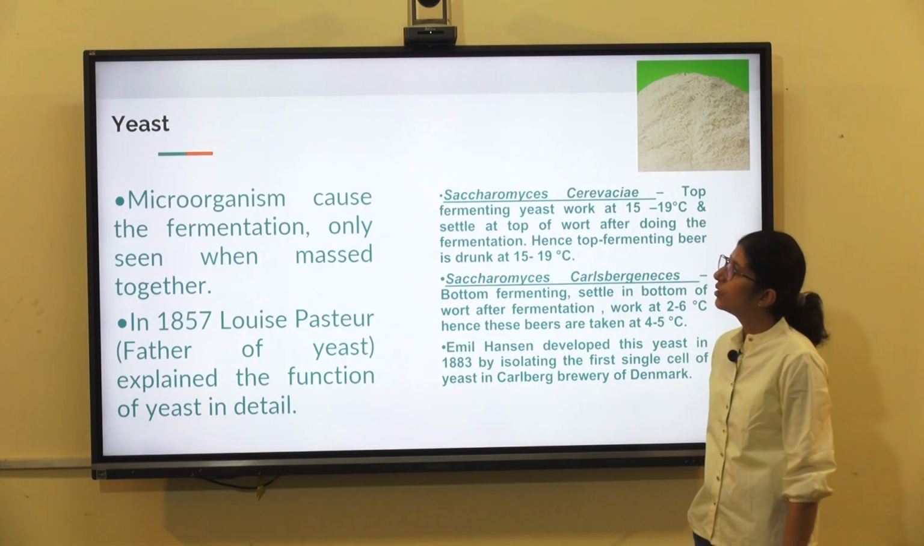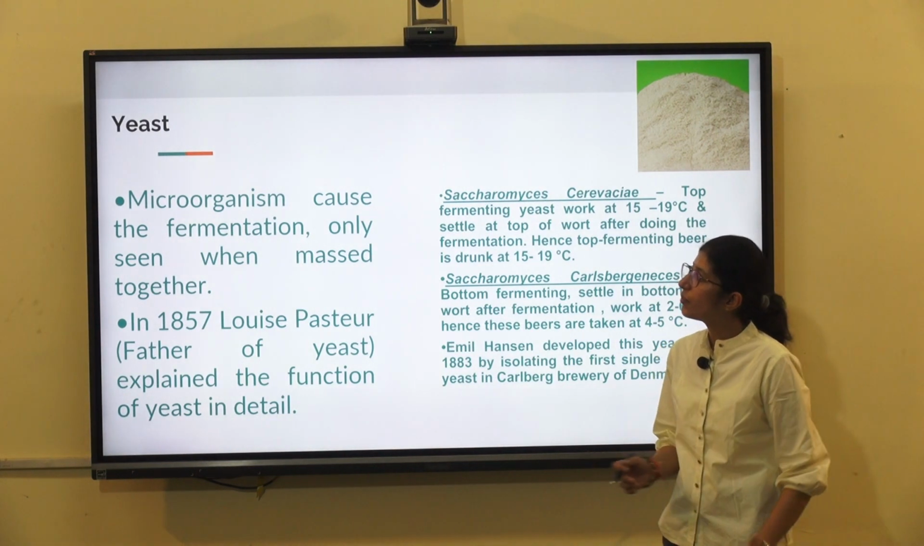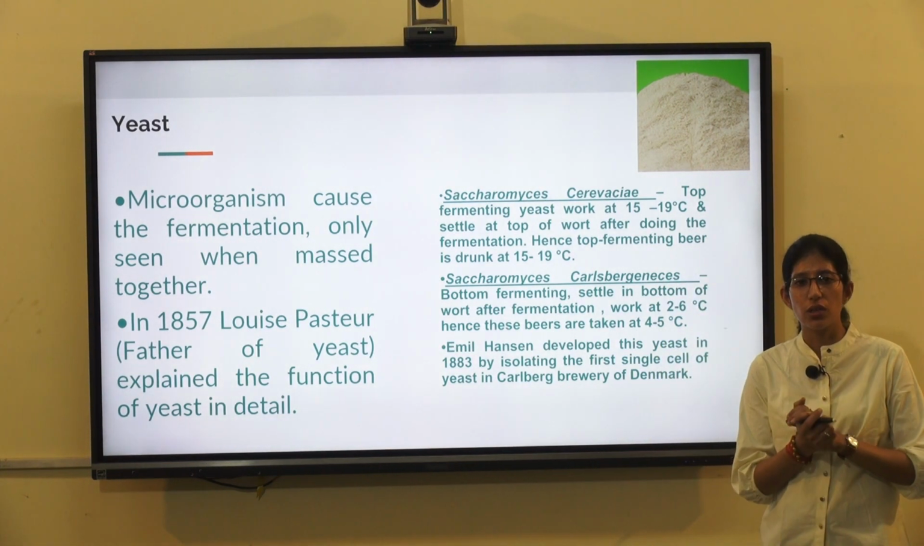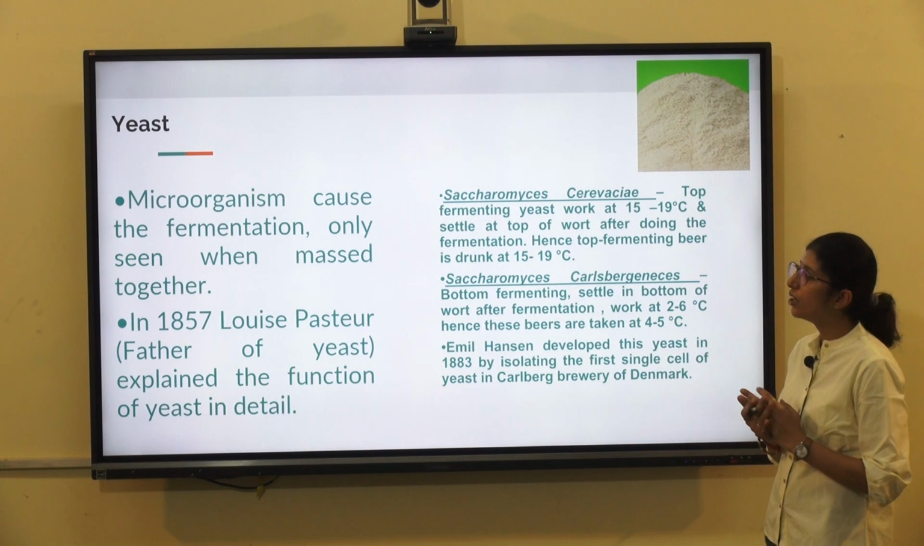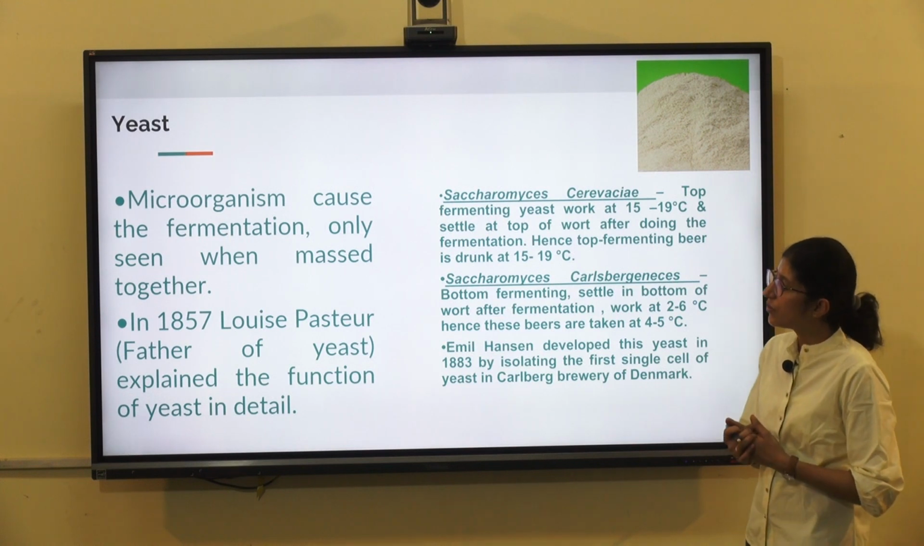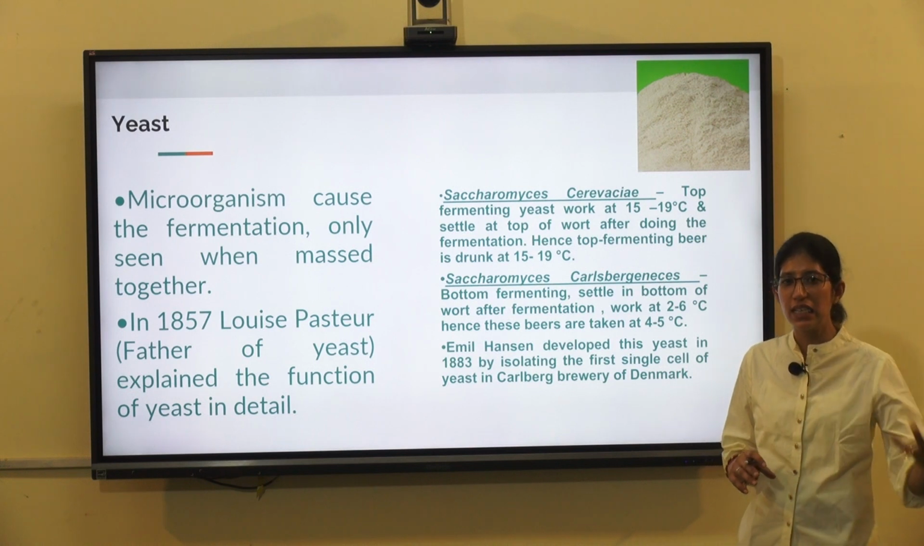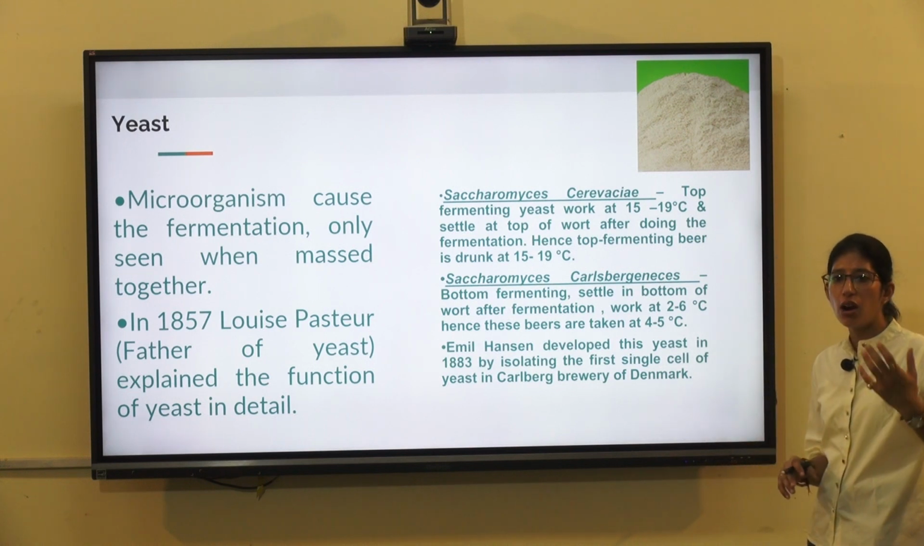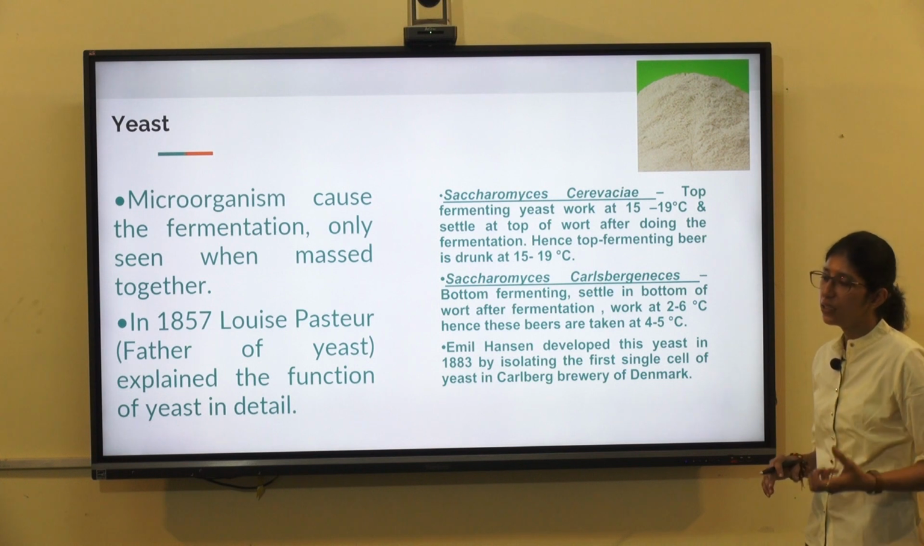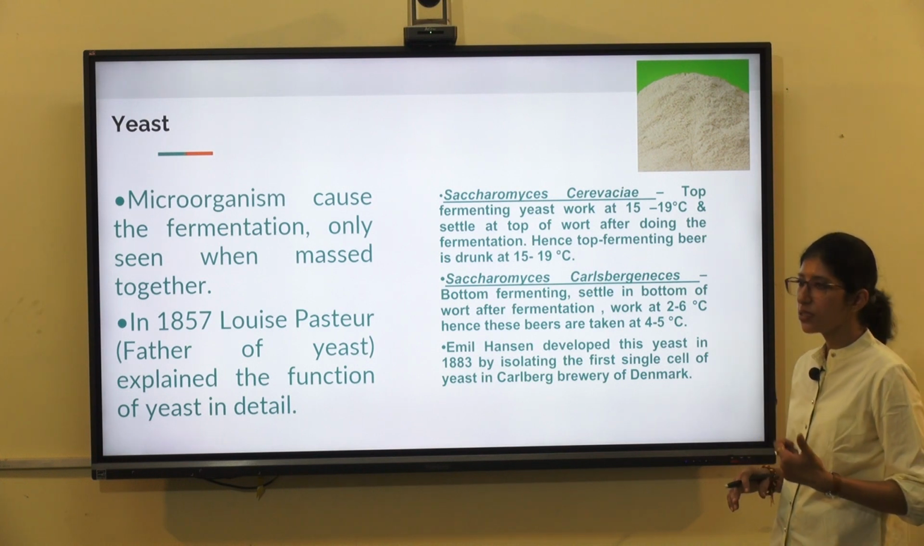Now, third is the yeast. Yeast is the microorganism that is the basic cause of fermentation of the sugar in water. In 1857, Louis Pasteur, father of the yeast, explained the basic and detailed function of how it is formed and how it actually converts sugar to alcohol with the help of water, releasing CO2.